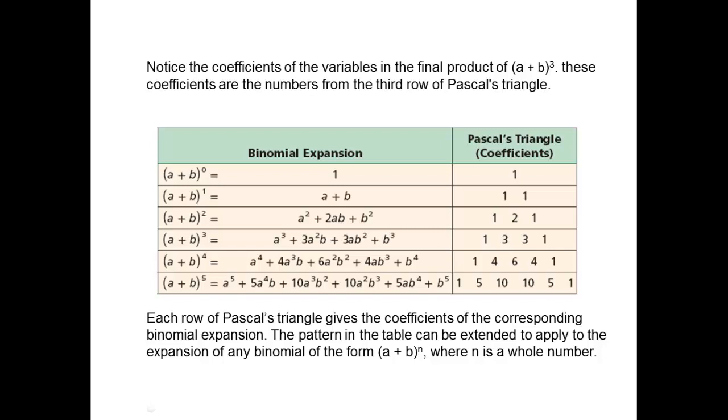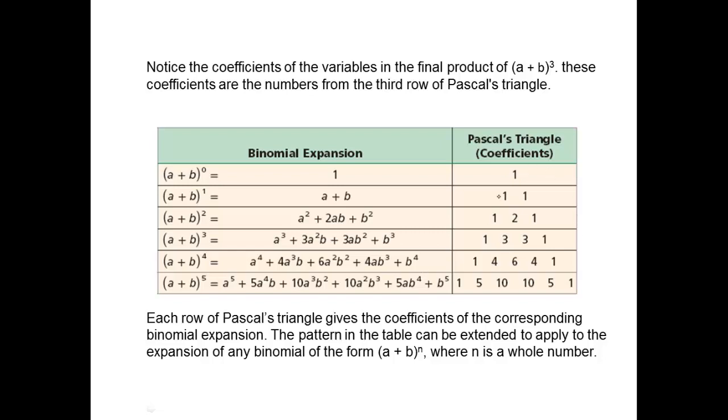Alright, just looking at the coefficients of the variables in the final product of a plus b to the 3rd, these coefficients are the numbers from the 3rd row of Pascal's triangle. If we looked at a plus b to the 4th, which we just did, if we look at our previous answer, the exponents are the same there. So we have a to the 4th, a cubed b, a squared b squared, ab cubed, and b to the 4th.